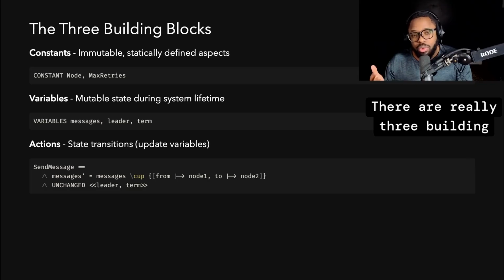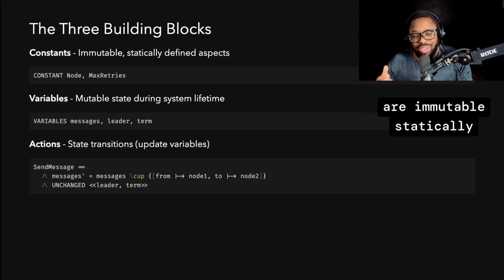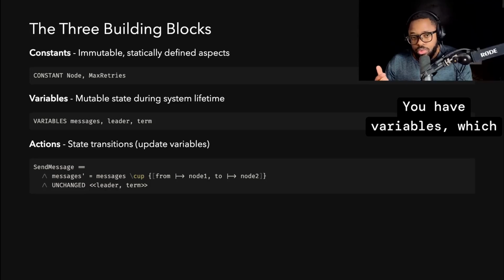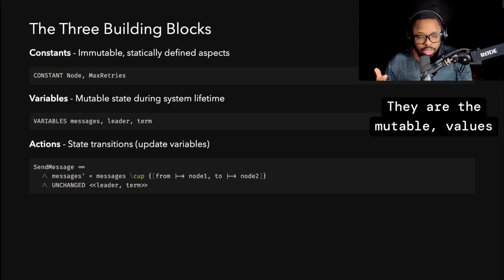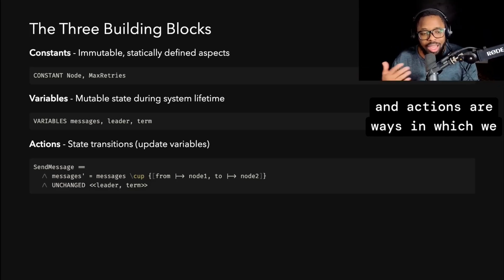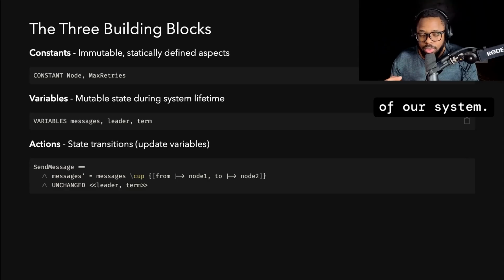There are really 3 building blocks. We have constants. These are immutable, statically defined aspects of your system. You have variables, which again should be self-explanatory. They are the mutable values during the lifetime of the system. And actions are ways in which we are able to modify the state of our system.